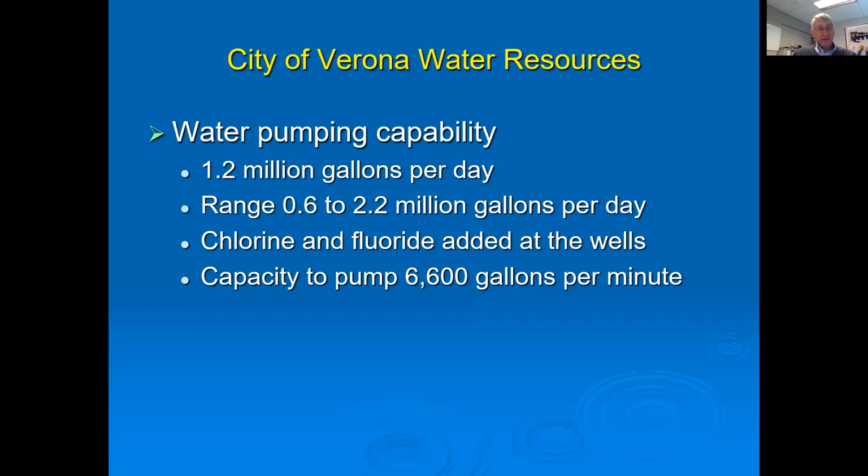We add chlorine to kill bacteria and manage the water supply, and fluoride to the water at the wellheads. These are monitored on a daily basis to make sure we're not putting too much of that into the water. Our pumping capacity between all of the wells is about 6,600 gallons per minute.